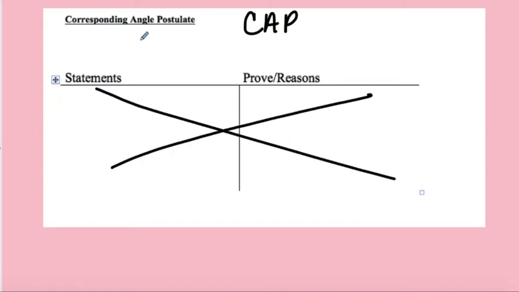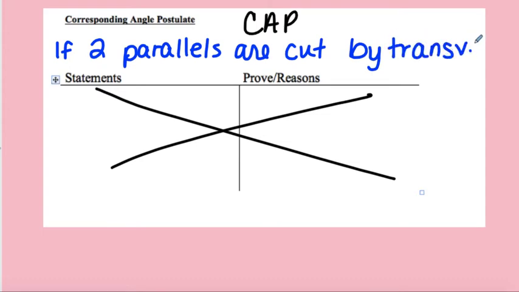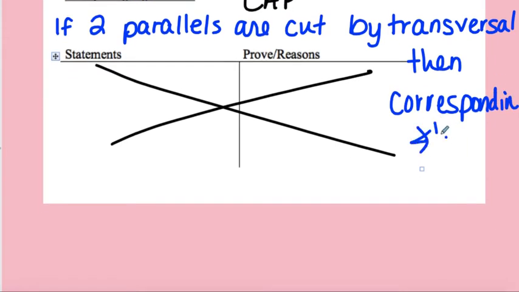So cool. But what I'm going to tell you is that if 2 parallel lines are cut by a transversal, that means they are intersected by a transversal, then corresponding angles are congruent. So let me show you a picture, and we're going to draw this, okay?